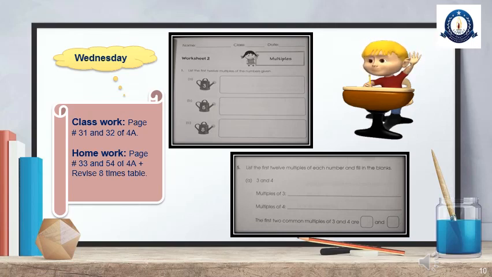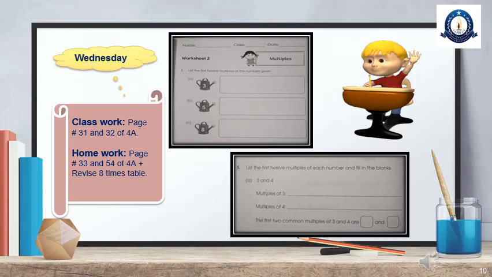Question number 5. List the first 12 multiples of each number and fill in the blanks. First you will write list the multiples of 3 and then multiples of 4 till 12. You will write first 12 multiples. You will not write first 10 multiples. How many multiples you will write? First 12 multiples. Okay. First you will find multiples of 3.